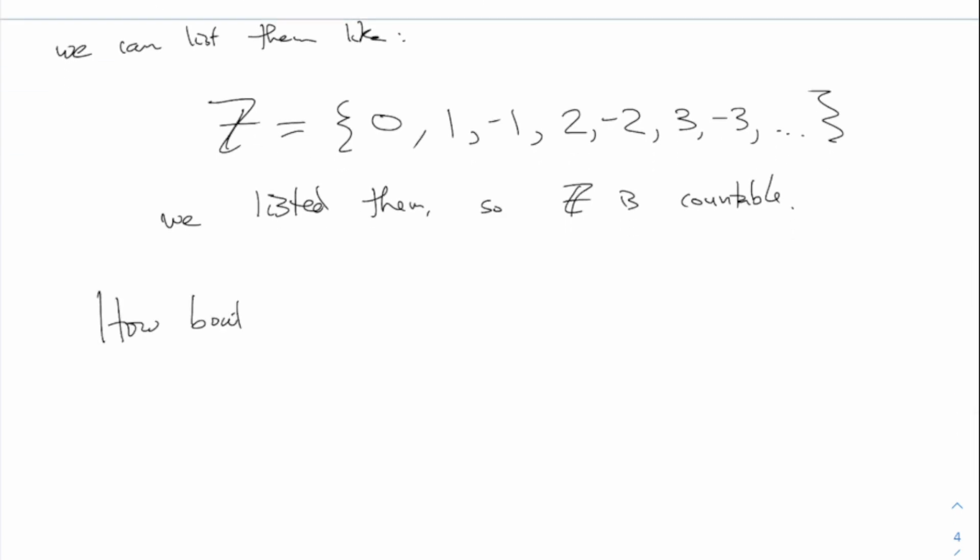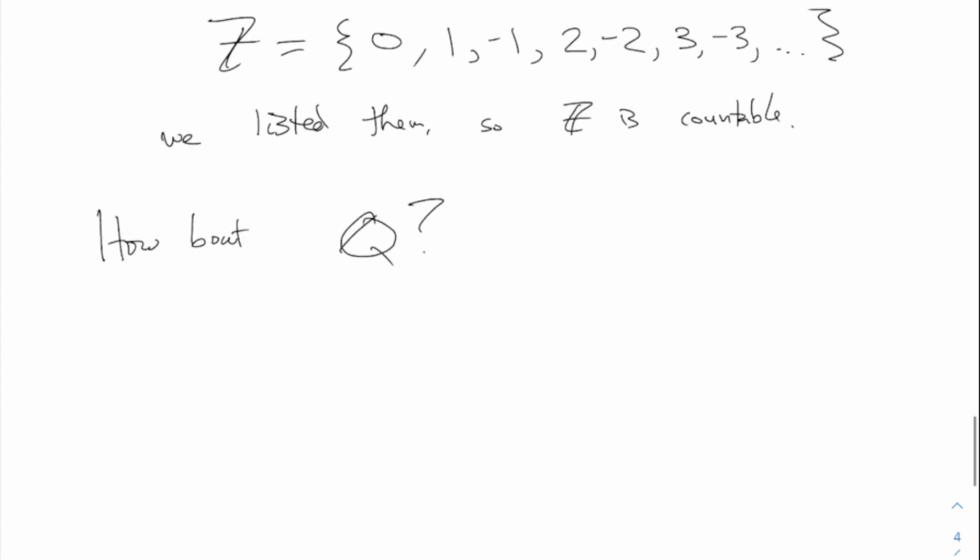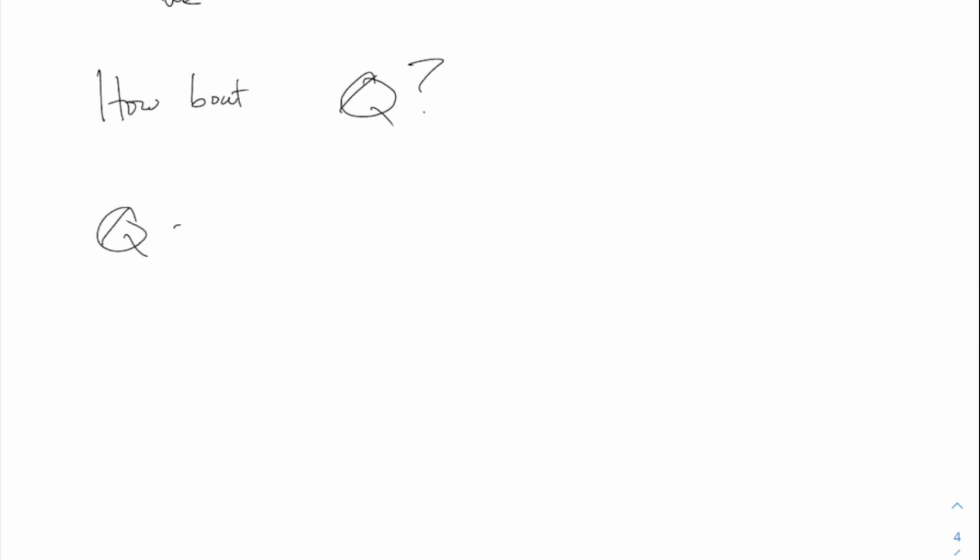How about Q? It turns out you can write all rational numbers in a list also, starting somewhere and writing all rational numbers in a list. Check it out. This is considerably less obvious, but once I do it, it's not all that complicated once you see it. I start with 0. And then I'm going to do this.